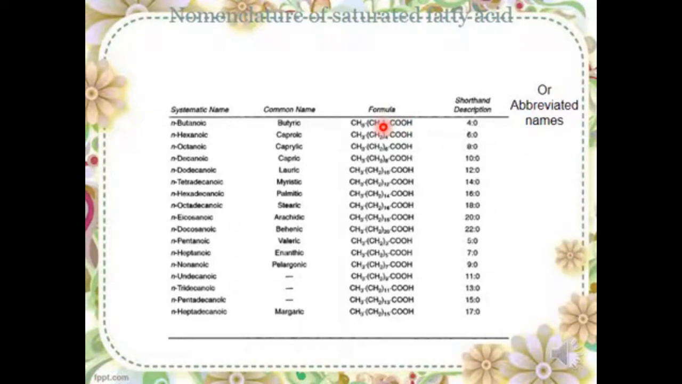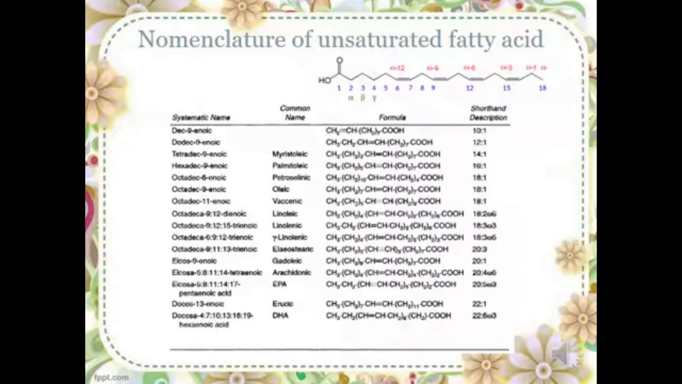So this table shows the systematic name for different types of fatty acid, their common name or commercial name, the formula, the shorthand description, or the abbreviated name. Now the previous table shows the saturated fatty acids, without presence of double bond. So this table here shows unsaturated fatty acids, meaning there are presence of double bonds.